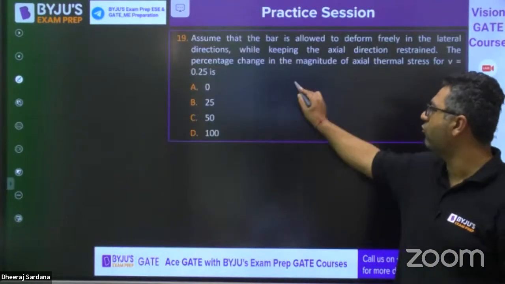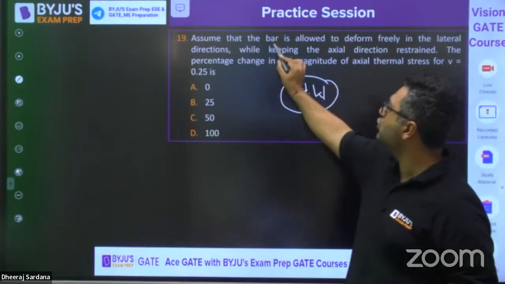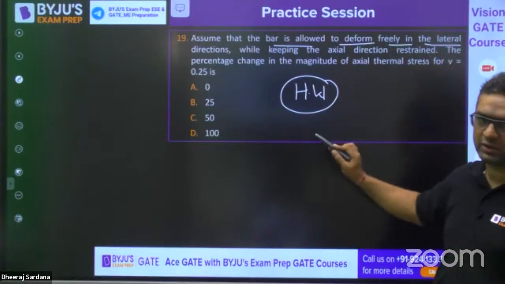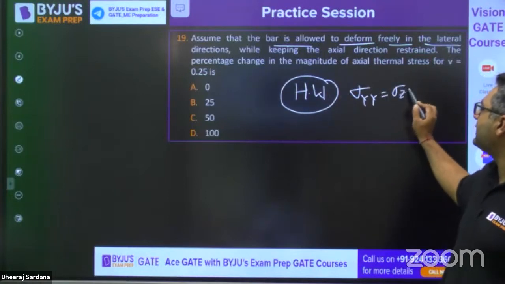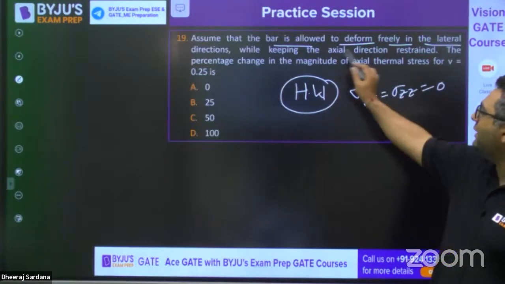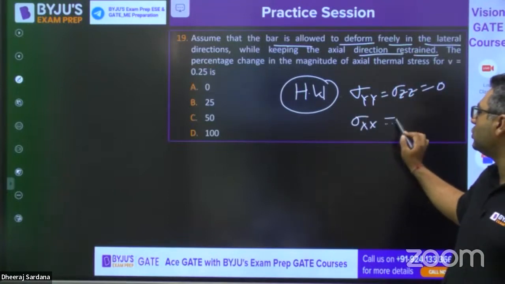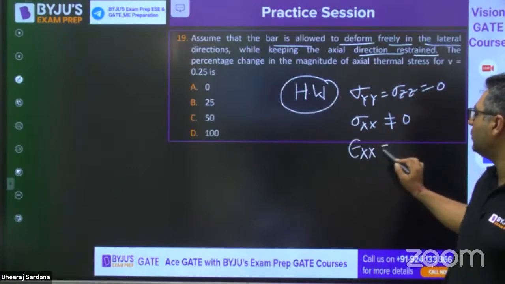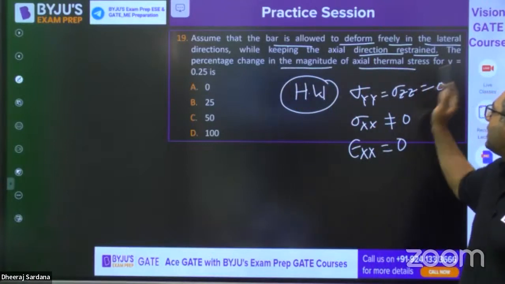Okay, then this is your homework. So one part I have done, the second part is homework. He is saying assume that the bar is allowed to deform freely in the lateral direction. So in the lateral direction, they have set the stress to be 0, while keeping the axial direction restrained, sigma XX is non-zero. So you can say that epsilon XX is still 0. And they are asking the percentage change in the magnitude of axial thermal stress.